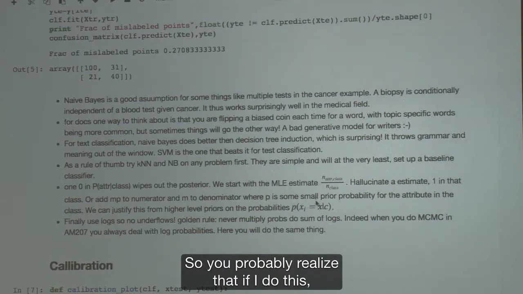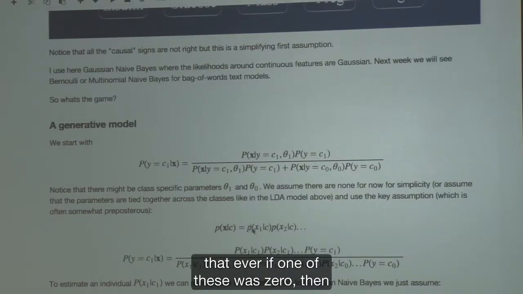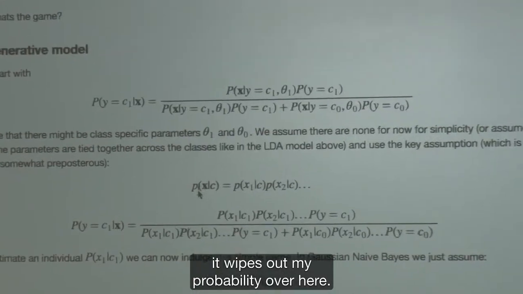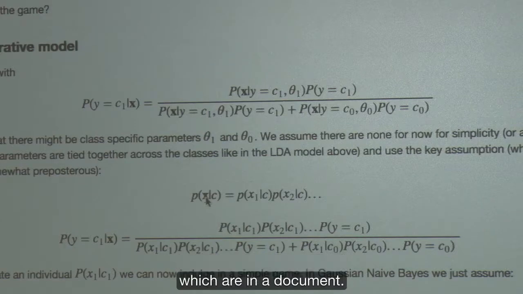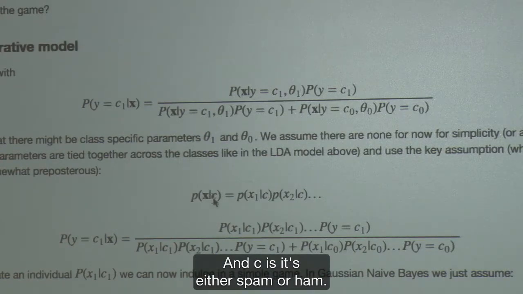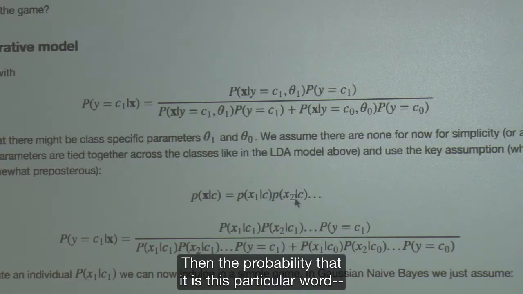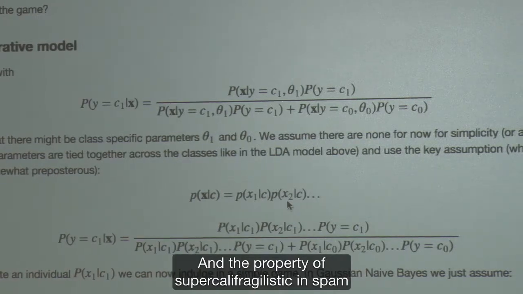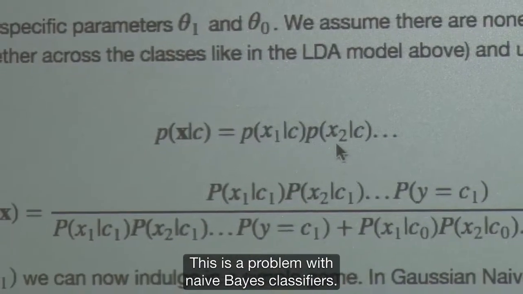So you probably realize that if I look at this particular formula, even if one of these terms was 0, it wipes out my probability. Say I'm looking at some set of words in a document that is supposed to be spam, so X is some set of words, and C is either spam or ham. Let's say it's spam for the sake of argument. If the probability of a particular word, let's say supercalifragilistic, in spam is 0, then you're going to get no estimate out of this. This is a problem with naive Bayes classifiers.